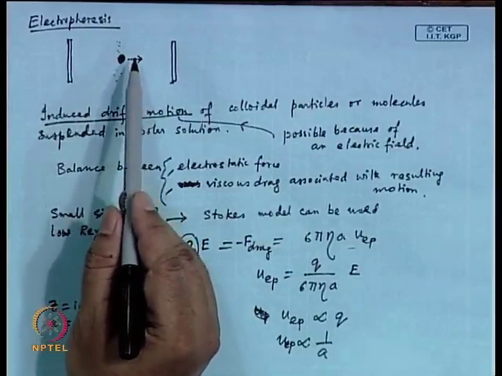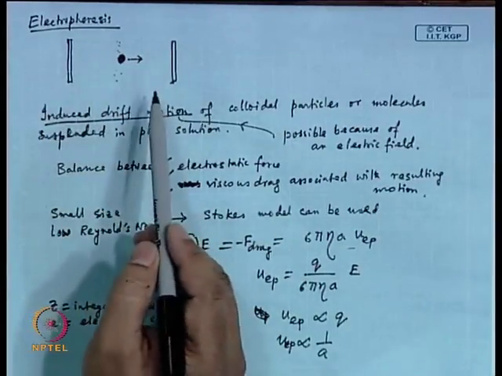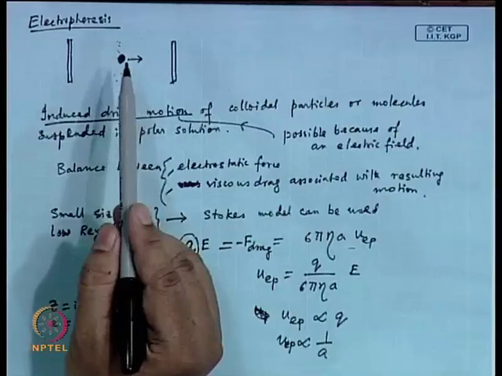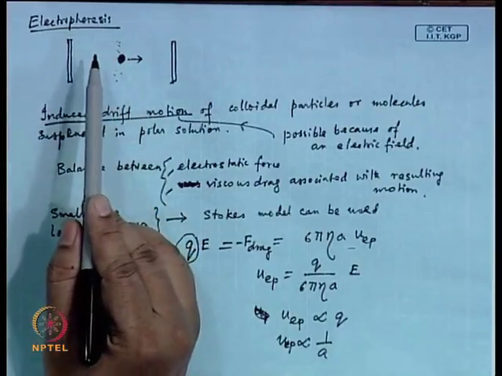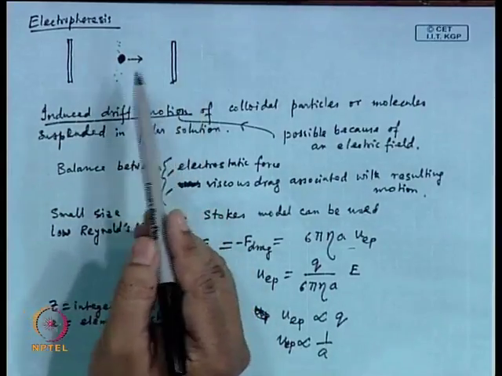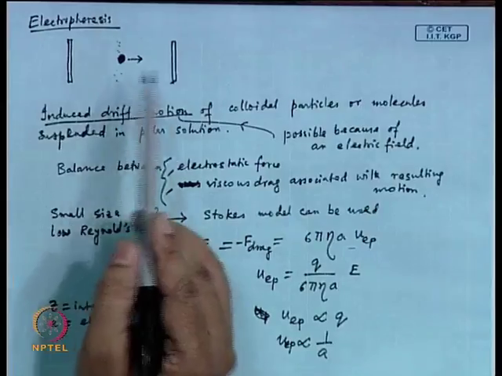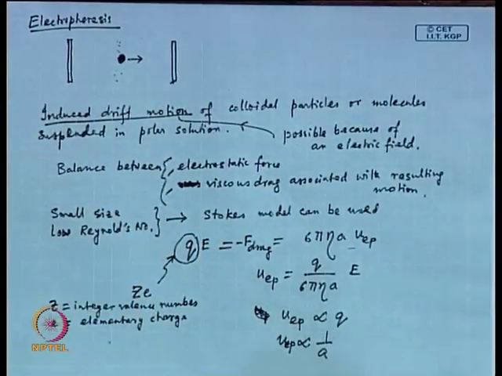If you expose them for some time within this system, you will see that particles of certain size and charge move faster than others. So, they will classify themselves. That is exactly what we are looking at.